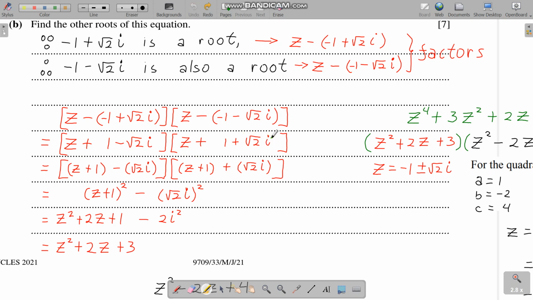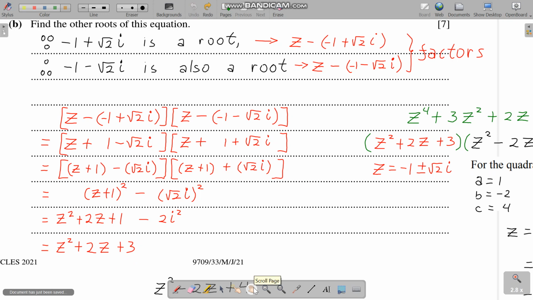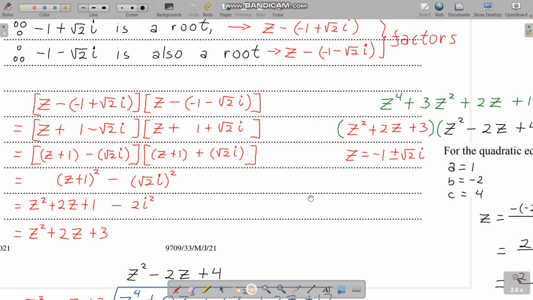This is actually the difference of two squares, a minus b, a plus b. So we have a squared minus b squared. So a squared is z squared plus 2z plus 1, and the b squared is 2i squared. i squared is minus 1, so this is actually plus 2. 1 plus 2 is 3. Okay, so this is the real quadratic factor of the complex function.